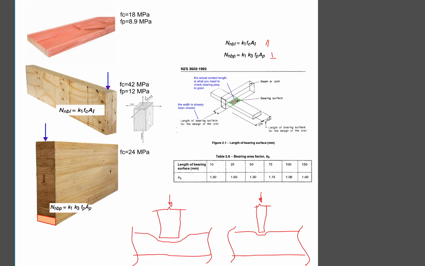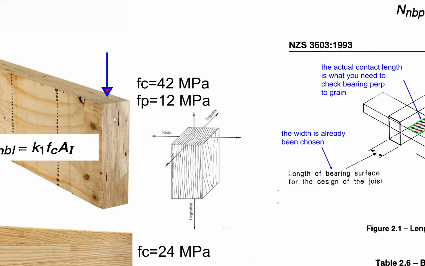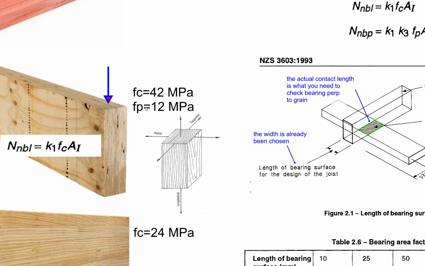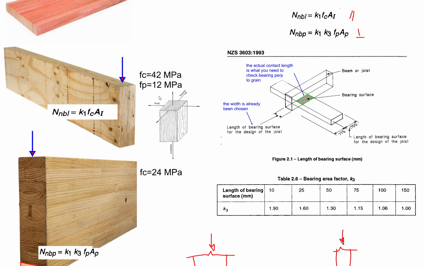So for timber loaded parallel to grain, and you can see right here, I've got an OVL that is loaded on top, and you can see the loaded direction is parallel to the grain. In this case, I will use the fc factor, that is the timber compression parallel to grain, and that is higher than the value in the perpendicular to grain. Because fundamentally the failure mechanisms for parallel to grain and perpendicular to grain are different.